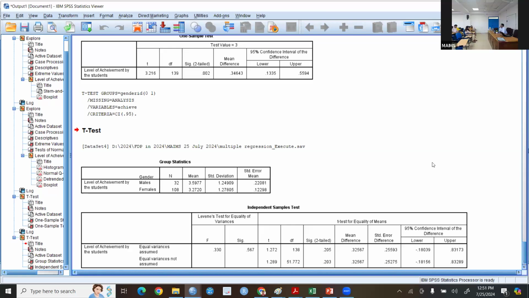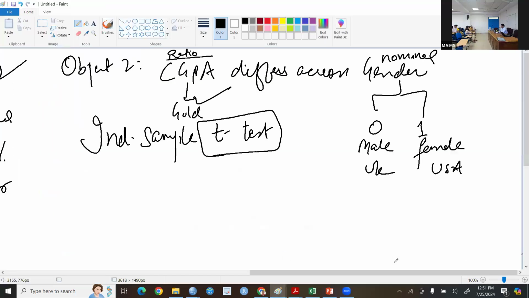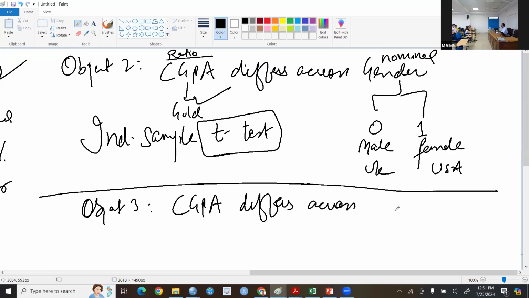So objective 2 is clear, two categories. Should I move to the third category? Just see the third objective. The third objective is, if I want to check CGPA, whether CGPA differs across socio-economic levels. Now you know that socio-economic levels were categorized into three categories: LIG, MIG and HIG, and we coded it as 1, 2 and 3.